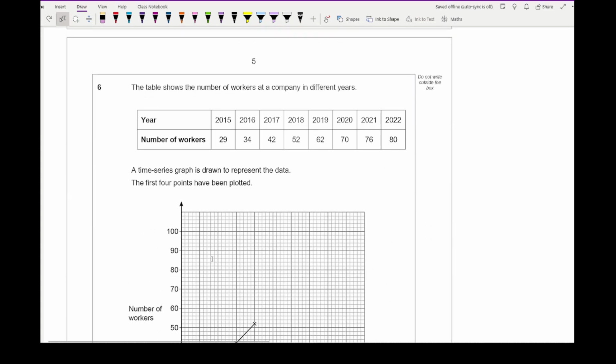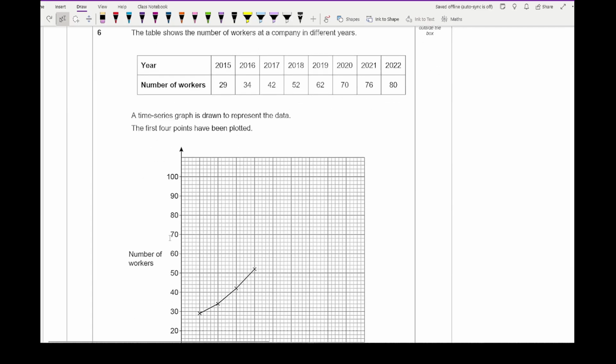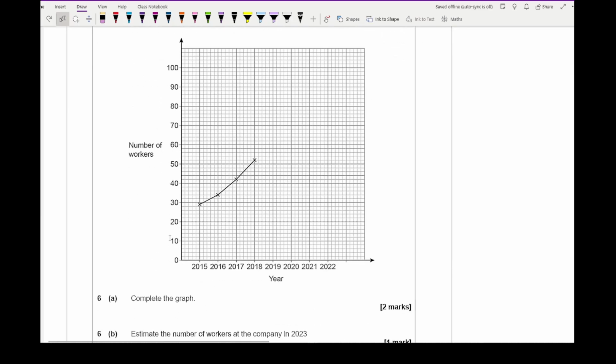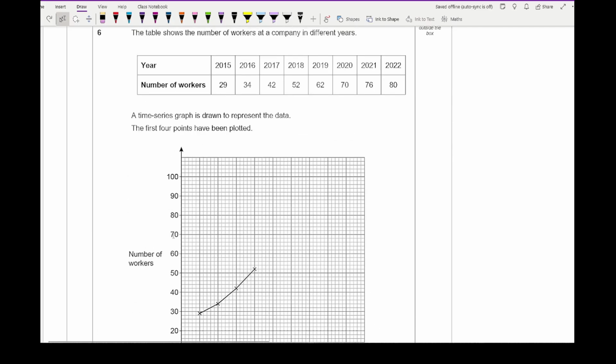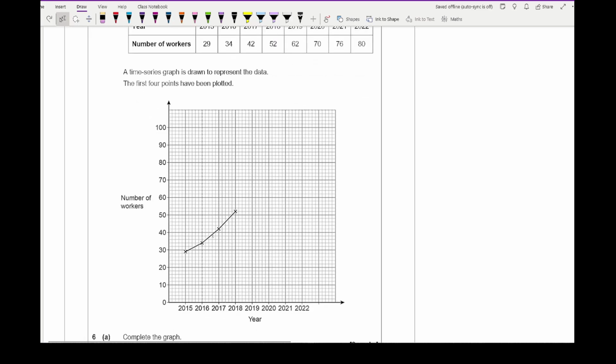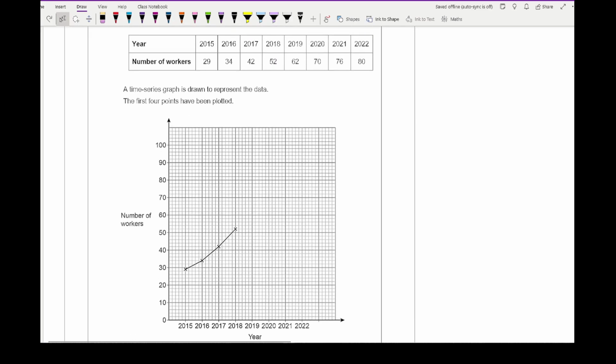Then moving on to question 6, it says the table shows the number of workers at a company in different years. A time series graph is drawn to represent the data. The first 4 points have been plotted, and question 6a is asking us to complete the graph. So what we need to do here is, if I just zoom out so we can see the table and the graph in all its entirety, and there we go.